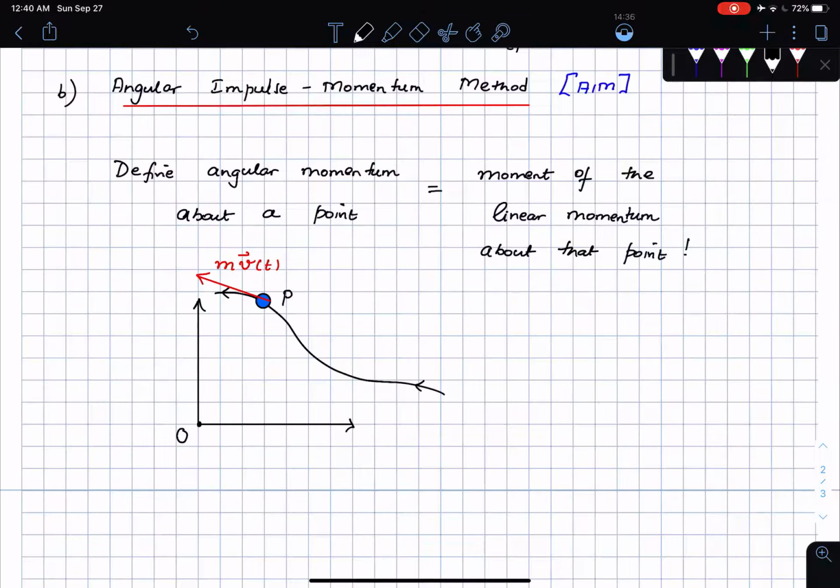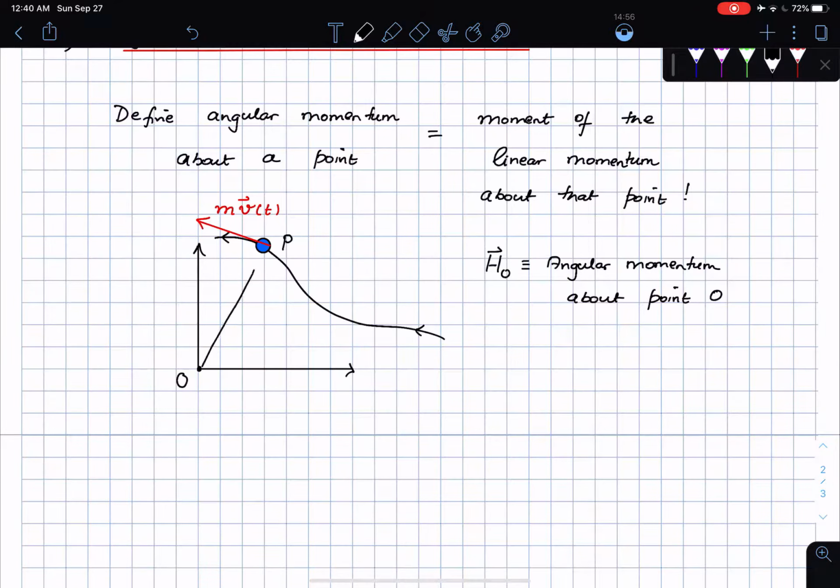If I have to find the angular momentum about the point O, I'm going to define it as h naught. This is the angular momentum about the point O. How will I find it? I'll find it by first defining a position vector. Let me draw it in a different color. So this is the position vector. How do you find moments? Moment is r cross F, right? In this case, you think of the momentum as some kind of a force, and so this is going to be r P/O, which means my angular momentum h naught is going to be r P/O crossed with m times v of t. This is the angular momentum about the point O.